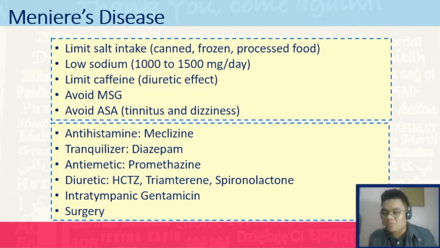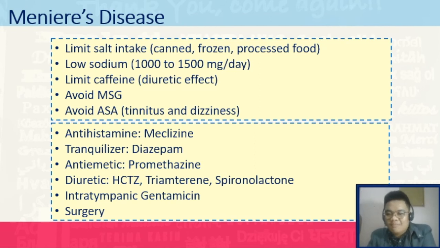So one example of which is your diazepam, which is just short acting. Then you have your antiemetic, such as your promethazine. Then you have your diuretics, which would help reduce the fluids. So you have your hydrochlorothiazide, your triamterene, and then your spironolactone. Intratympanic gentamicin is also given to the patient. This class usually is prescribed if the patient is non-compliant to the therapy or the medications.